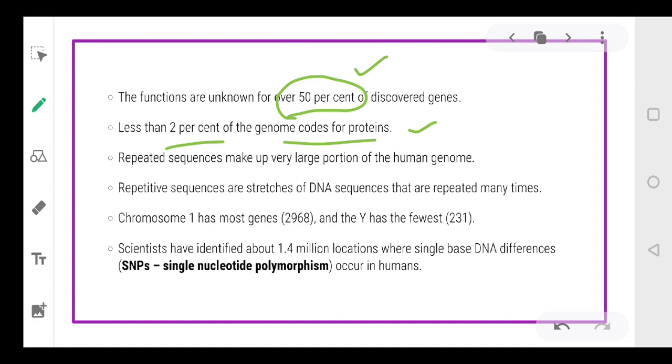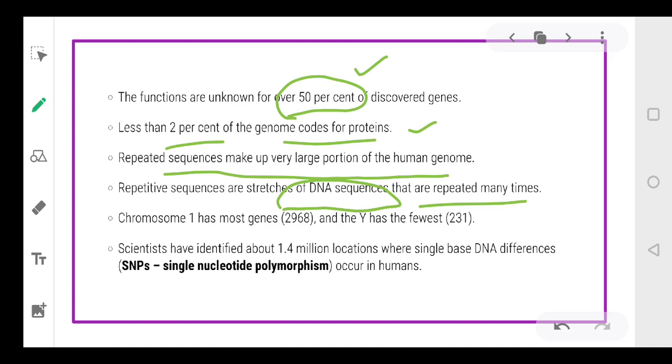And the repeated sequences make a large portion of the human genome. Means a majority of the human genome contains repeated sequences, right? And these repeated sequences are parts of the DNA sequences that are repeated many times. Okay, these repetitive sequences are the ones which are repeated a number of times.